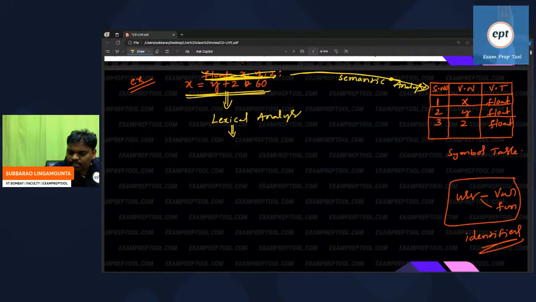Listen, everyone, now. The lexical analyzer will ask X, "Hello X, can you introduce yourself?" X will say, "I am an identifier." Remember, the lexical analyzer's purpose is some introduction. Everyone will introduce like this. So X is an identifier.